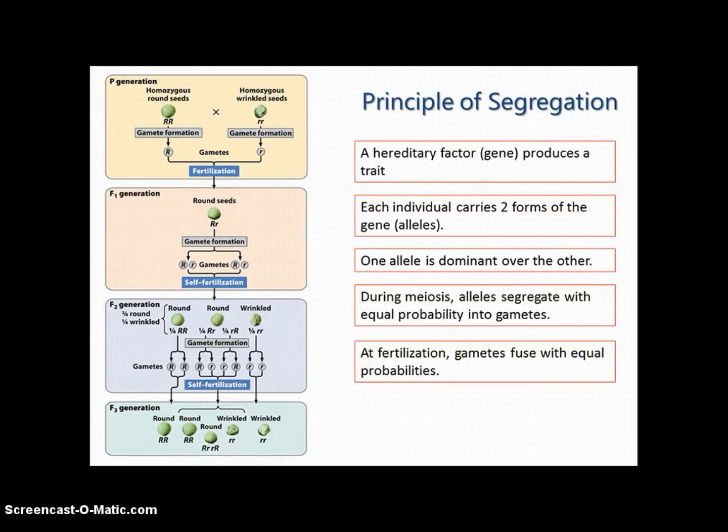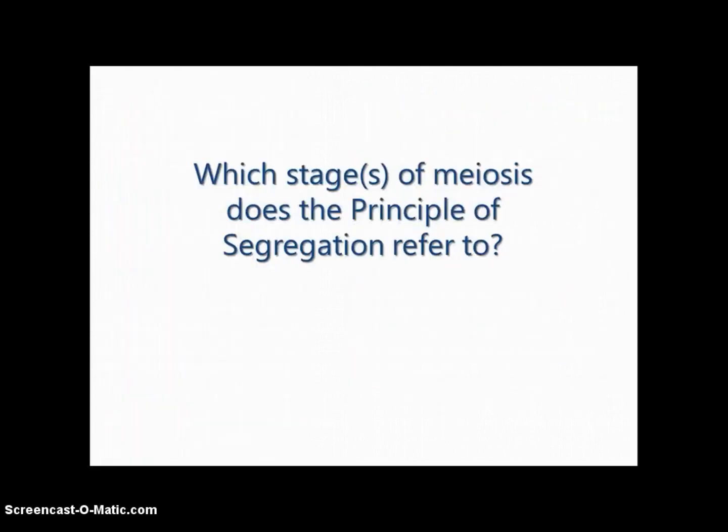So let's pause for a minute and focus on this one. During meiosis, alleles segregate with equal probability into gametes. This is what we covered last time in lecture. And let's think for a second about what stage of meiosis in particular this aspect of the principle of segregation refers to. So I want you to take a moment here to maybe pause the video and think about it for a minute. Maybe go back to your notes and think about, okay, where in meiosis are we getting independent segregation?